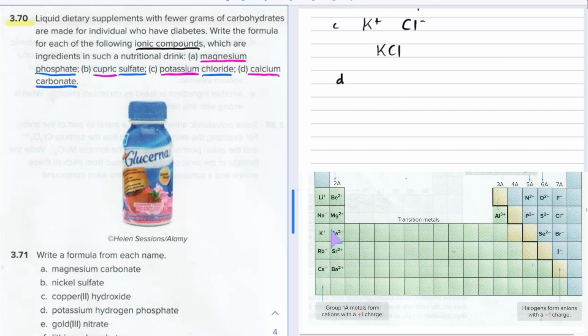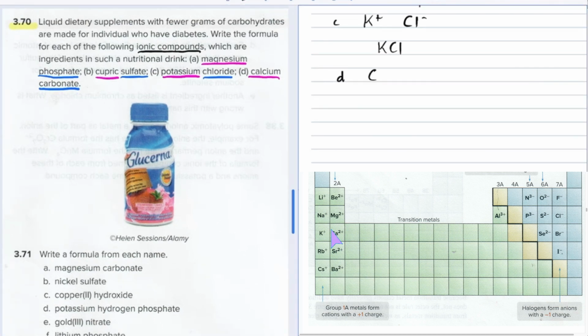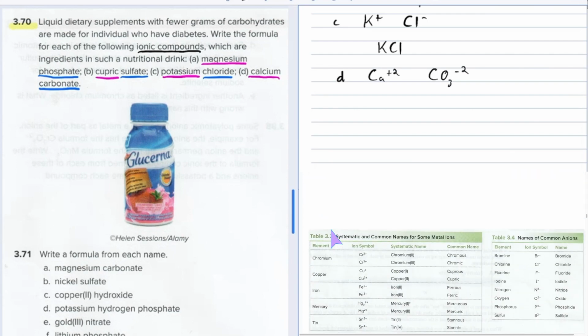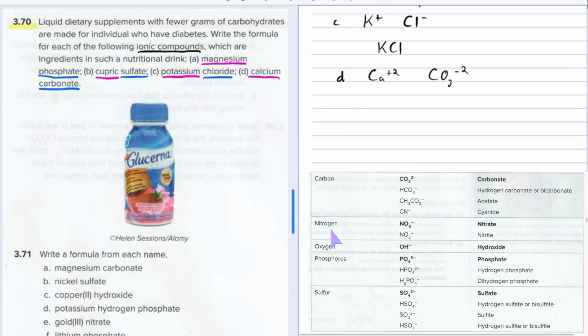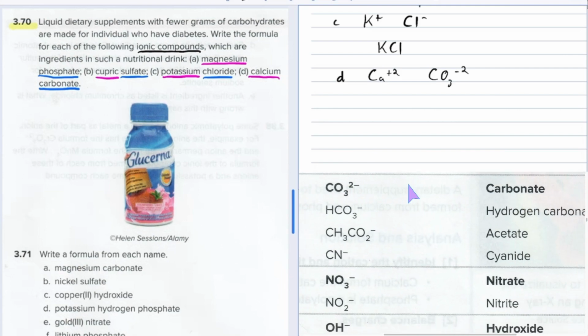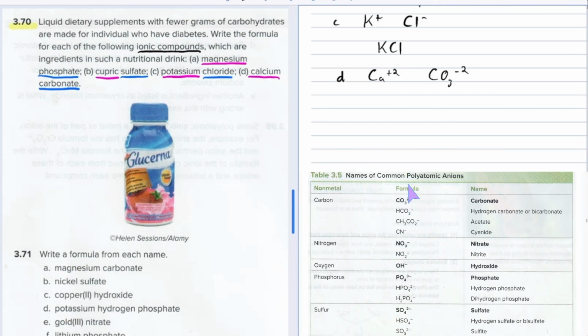Calcium, there it is, Ca plus 2. And carbonate, I know that is CO3 minus 2 because I see the ate and I'm thinking polyatomic anions, and I've seen carbonate so many times that I know it's CO3 minus 2. You see it there? Okay, that's table 3.5, and you can see these already balance, so we can just bring them together to write the formula. CaCO3.